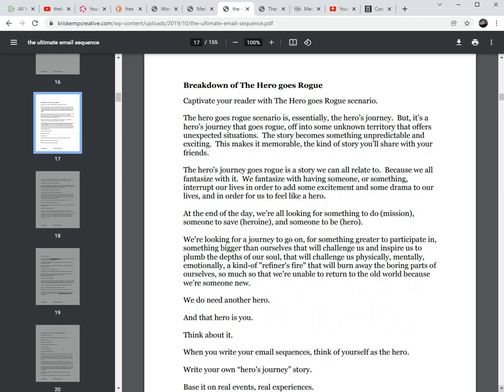So the hero goes rogue is a story most of us can relate to because we all fantasize with it. We fantasize with having someone or something interrupt our lives, add some excitement and drama to our lives in order for us to feel like a hero.